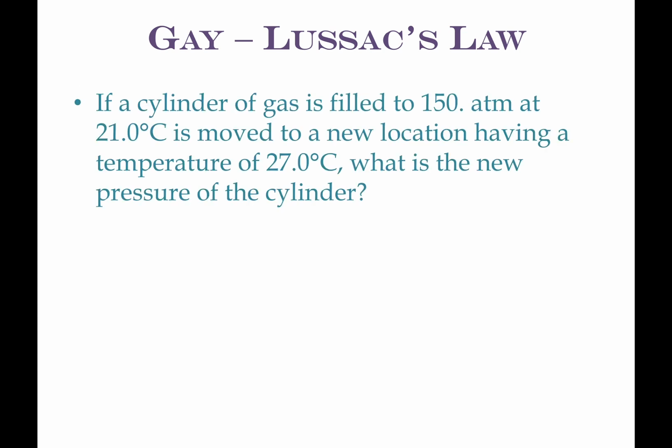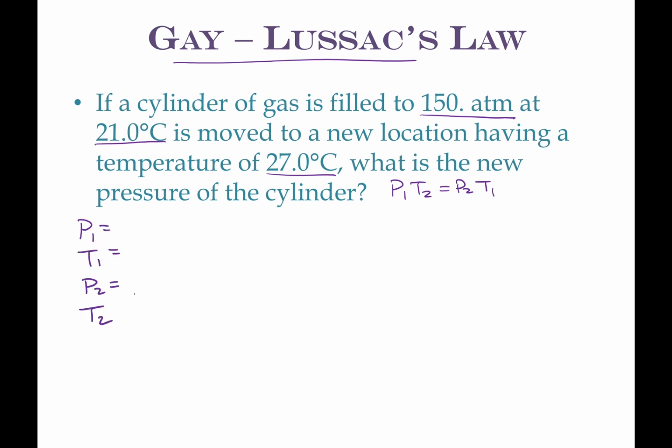A cylinder of gas is filled to 150 atmospheres at 21 degrees Celsius. It's moved to a new location having a temperature of 27 degrees Celsius. What's the new pressure of the cylinder? Now we know we're going to use P1T2 is equal to P2T1 because it says Gay-Lussac's law at the top. But let's make our list. P1, T1, P2, T2. So P1 is 150 atmospheres.